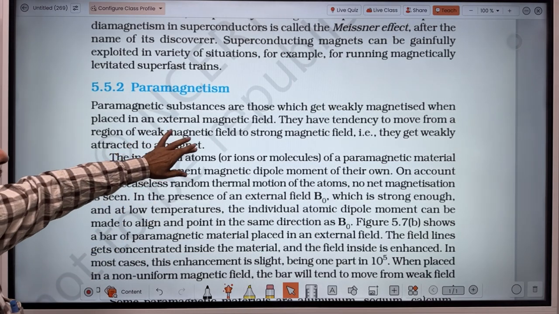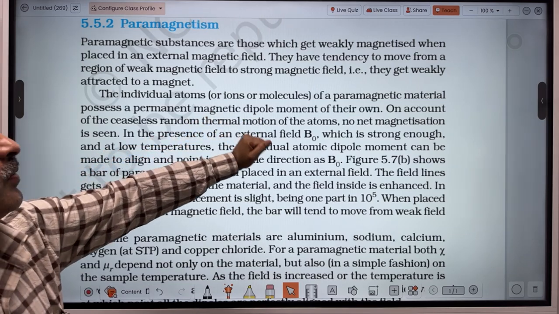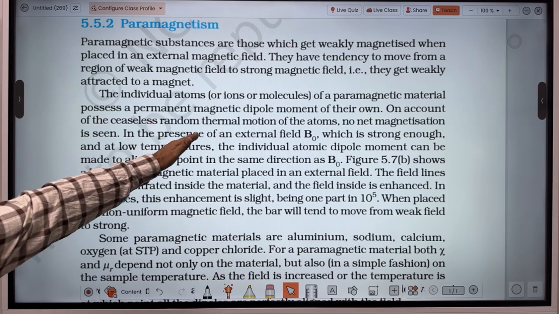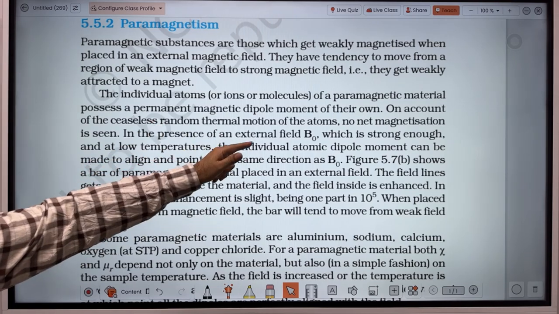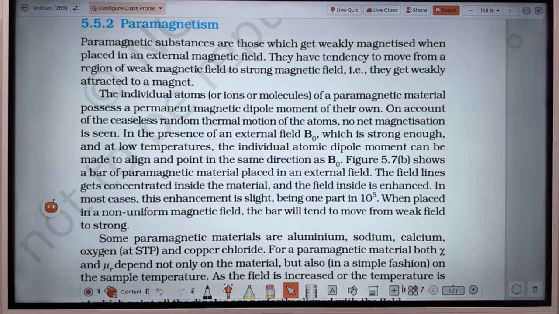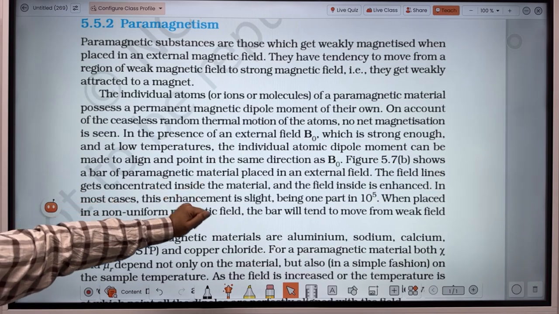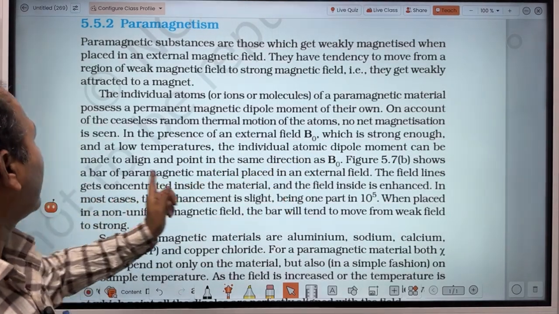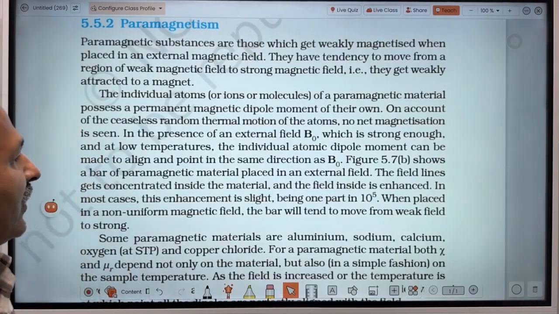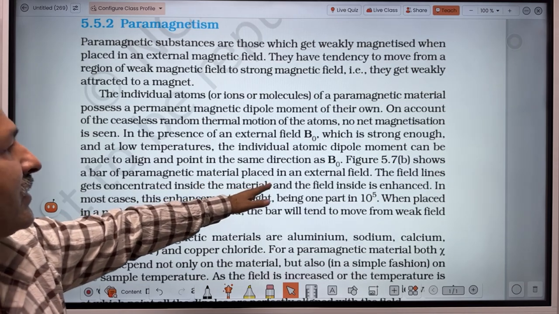The individual atoms, ions or molecules of paramagnetic materials possess a permanent dipole magnetic moment of their own. Keep in mind, on account of the ceaseless random thermal motion of the atoms, no net magnetization is seen, meaning the net effect gets cancelled. In the presence of an external field B0 which is strong enough, and at low temperature, the individual atomic dipole moments can be made to align and point in the same direction as the applied field, right?